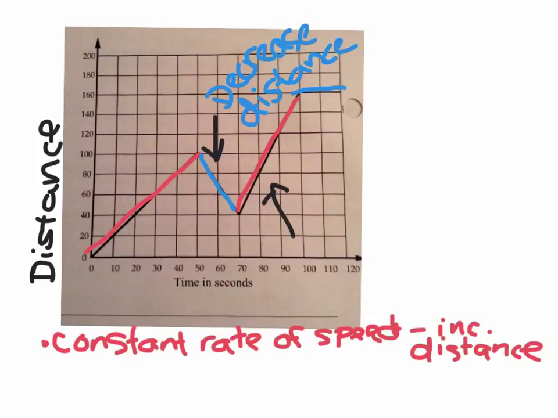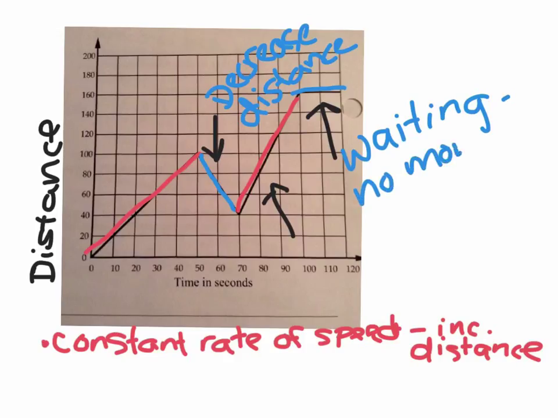And then right here is where we level off. Okay, so this means that there's waiting happening. There's no movement. Okay, so maybe the person's waiting for a bus. Maybe they're waiting to meet a friend. Something like that. Okay, there's no movement at all. We're not increasing distance away from our beginning. We're just simply standing still.